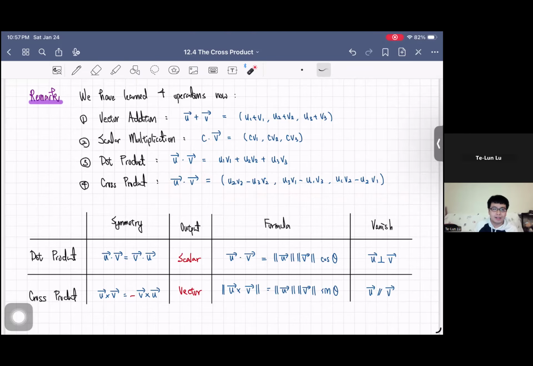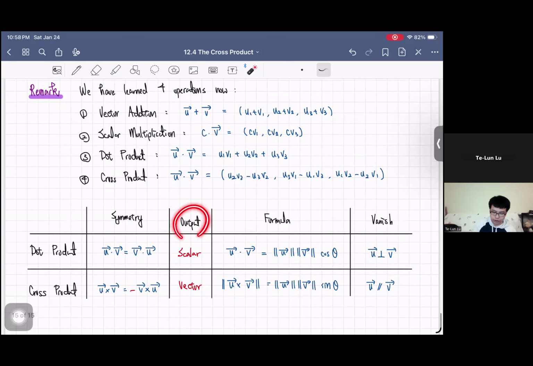So let's have a little comparison between the dot product and the cross product. About symmetry, the dot product is entirely symmetric: U dot V is V dot U. For the cross product, the symmetry is anti, meaning that U cross V is equal to minus V cross U. That is kind of obvious by the right-hand rule. Now, as I emphasized a lot, the output of two vectors doing a dot product is a scalar, a number. The output of two vectors doing a cross product is a vector, right?